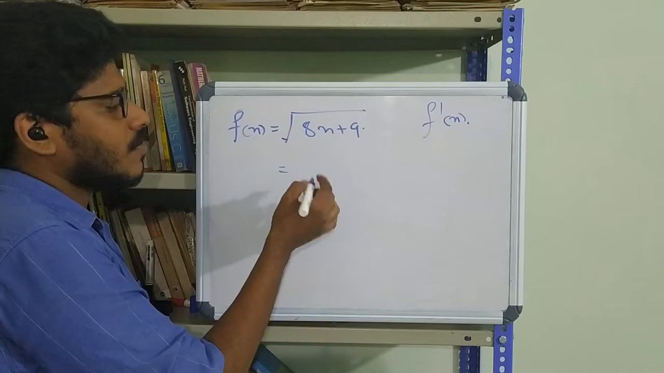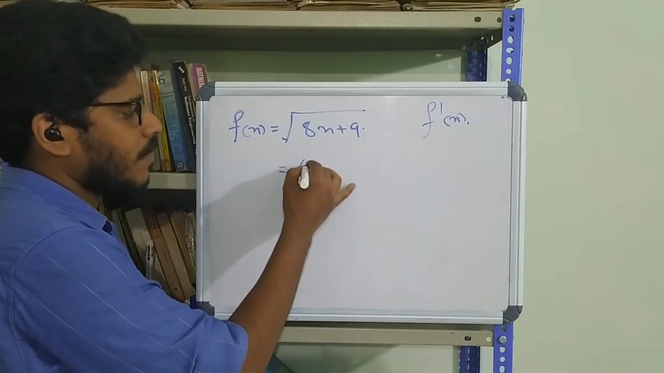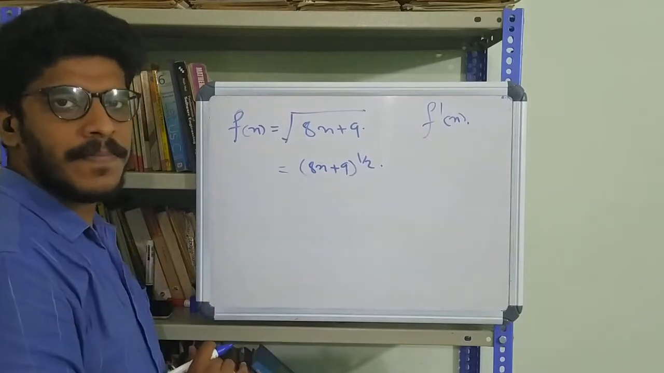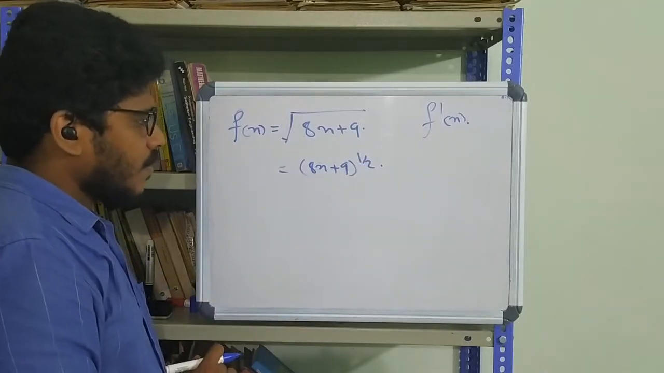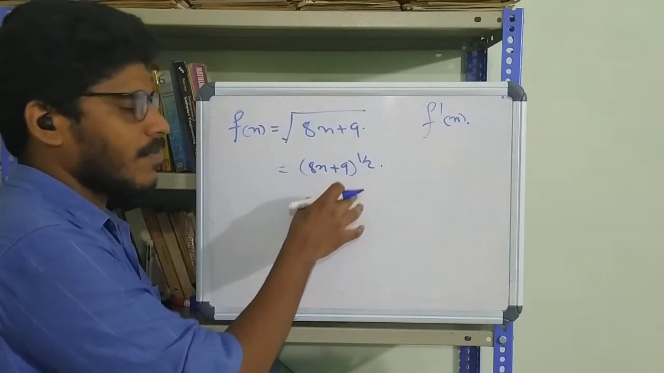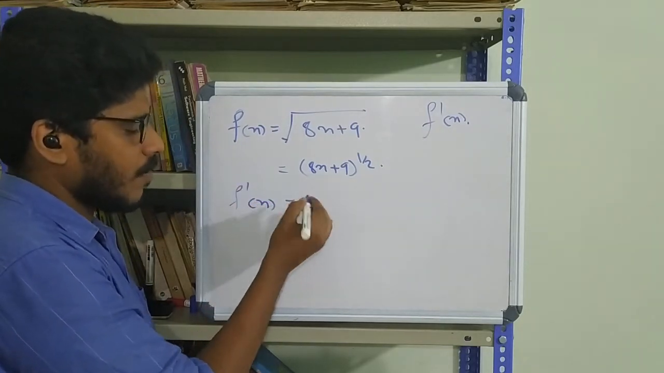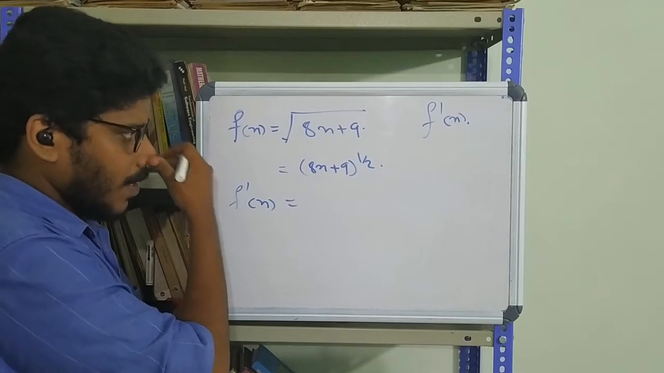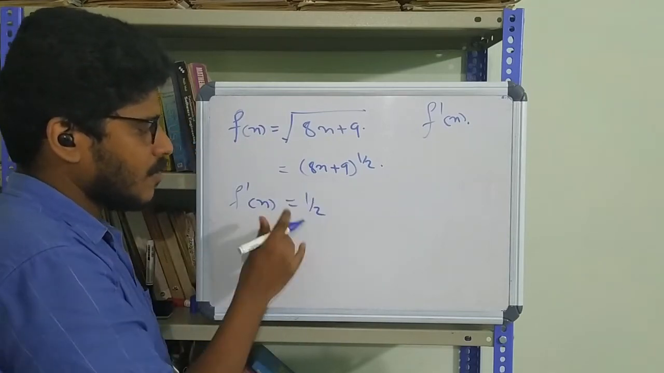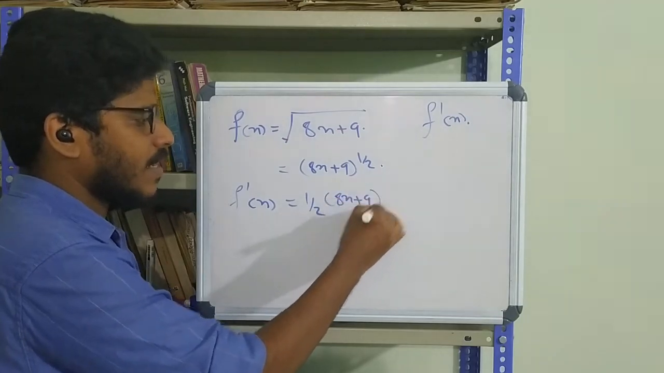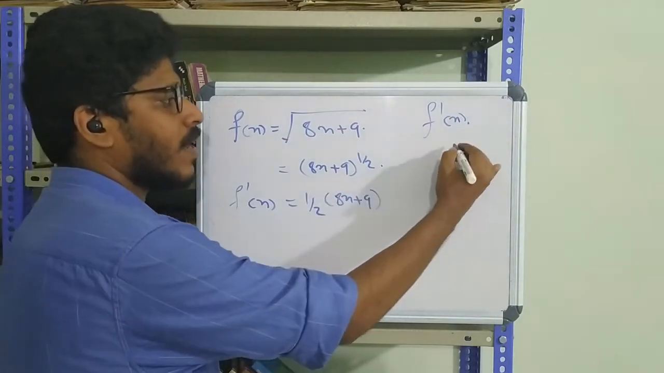See, f of x equal to root of 8x plus 9 can be simply rewritten as 8x plus 9 all raised to half. Now this has come to a power form. Then we can use the generalized power function or the chain rule as f dash of x equal to n into 8x plus 9 to the power n minus 1, right?